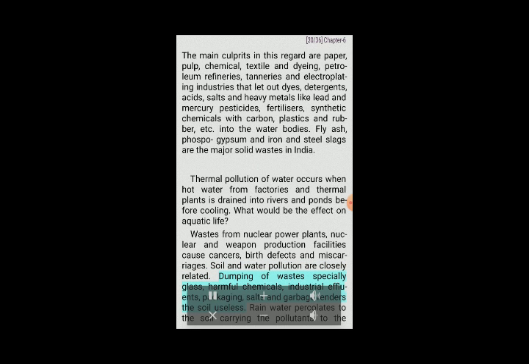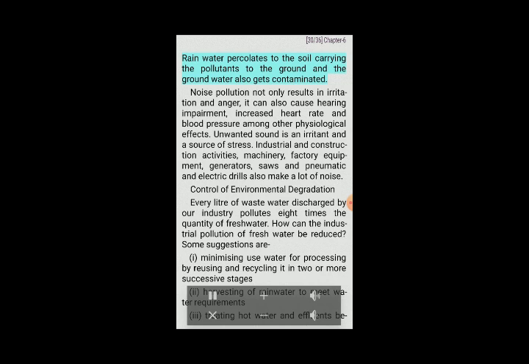Soil and water pollution are closely related. Dumping of waste, especially glass, harmful chemicals, industrial effluents, packaging, salts, and garbage renders the soil useless. Rainwater percolates to the soil, carrying the pollutants to the ground, and the groundwater also gets contaminated.